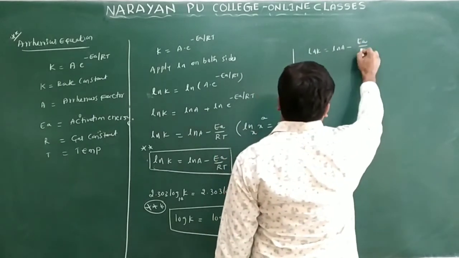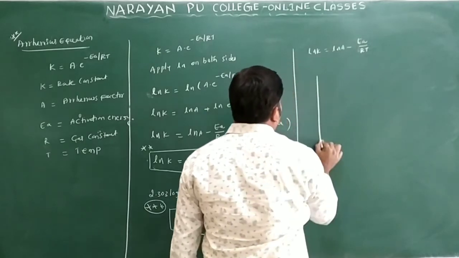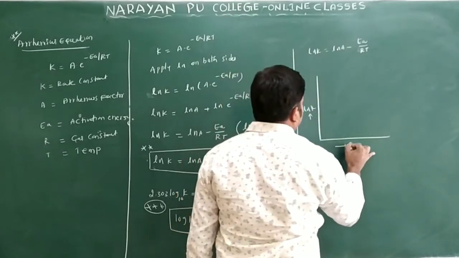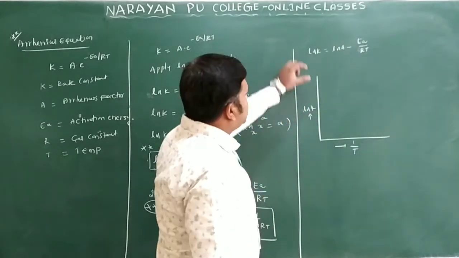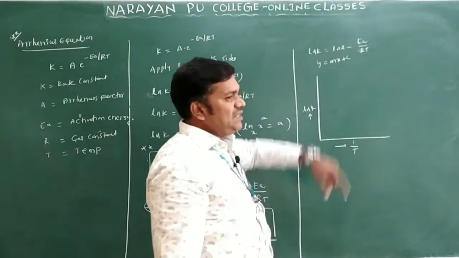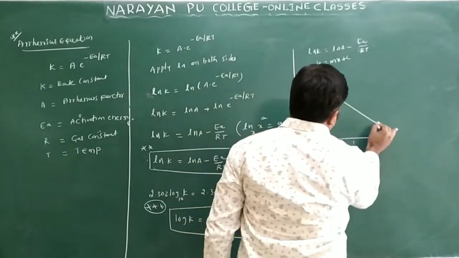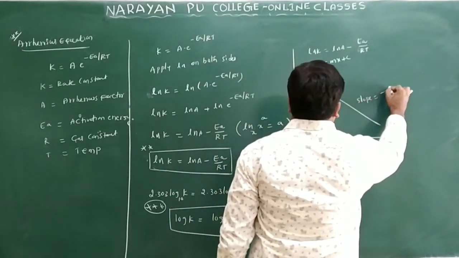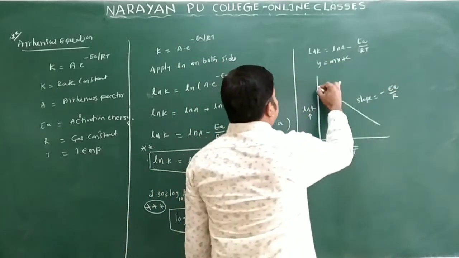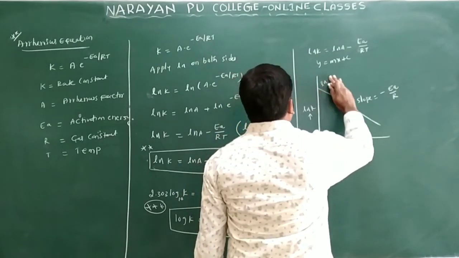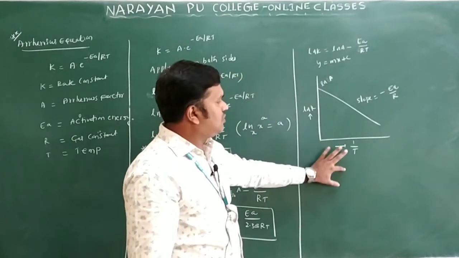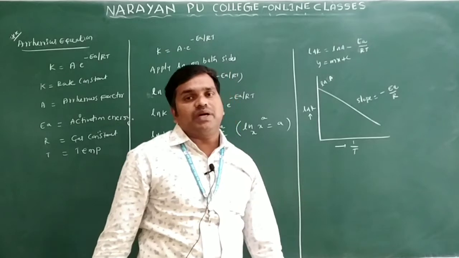Clear? If you want to take this expression and draw a graph for ln k versus 1 by T, this is in the form of y is equal to mx plus c. Here a negative sign is there, so we are getting a negative slope like this. The slope is equal to minus EA by R. The intercept is ln A. So this is the graph between ln k versus 1 by T. You got a negative slope, and the slope is equal to minus EA by R.